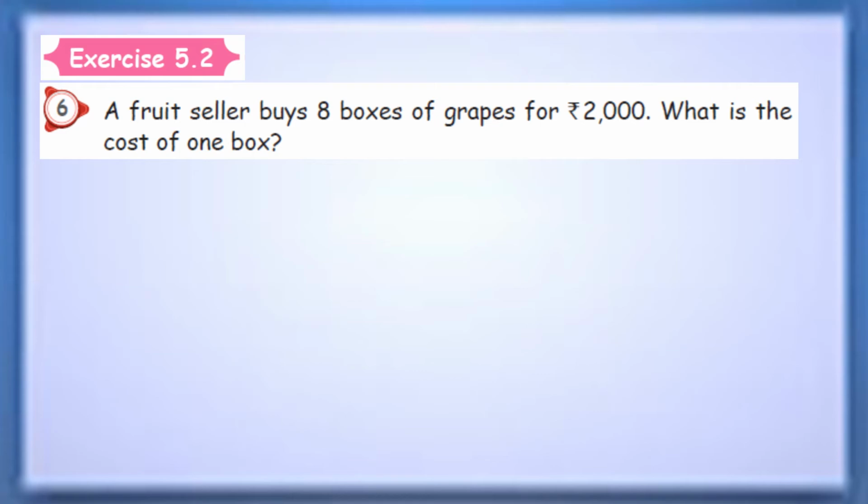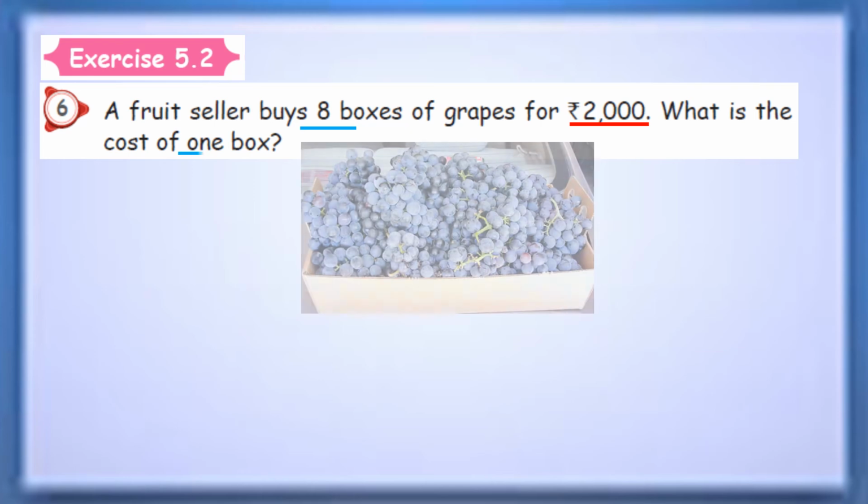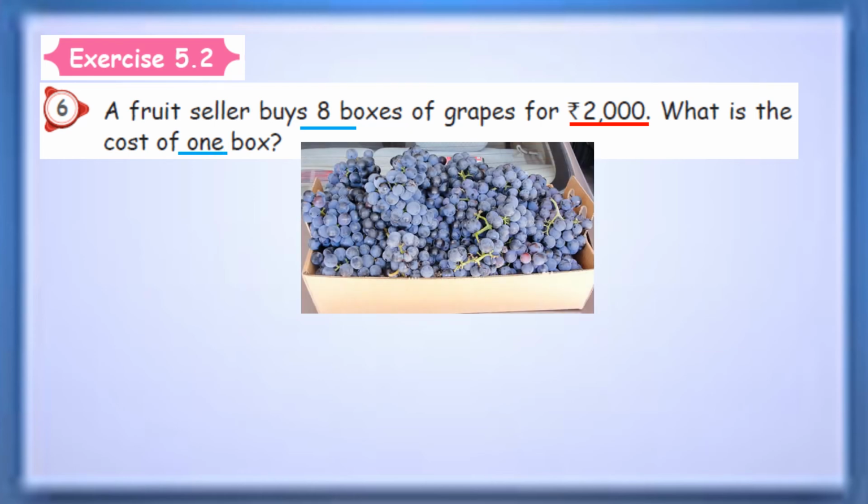Sixth sum. A fruit seller buys 8 boxes of grapes for rupees 2000. What is the cost of one box? So here they have given the cost of 8 boxes is rupees 2000, but we are going to find out the cost of one box, right? In multiplication sums they have given the cost of one piece or one egg, isn't it? But here we are going to find out the cost of one box. So sure, it's just the opposite, division. Don't forget, try to observe the question first. Clear?